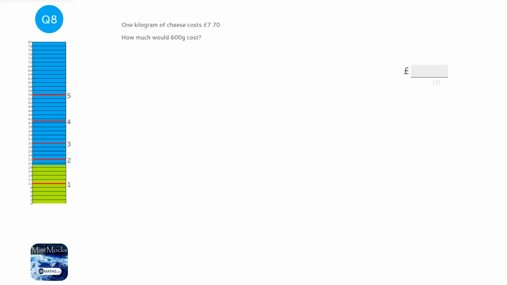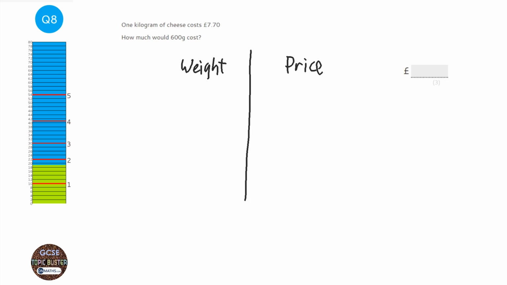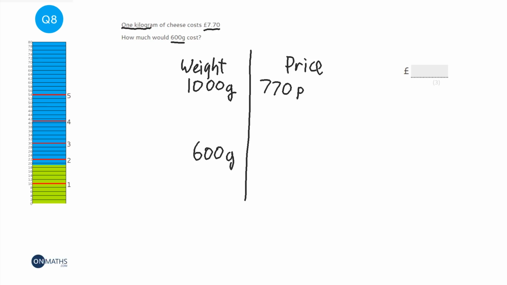So we're told 1 kilogram of cheese costs £7.70. How much would 600 grams cost? Well, first of all, I'm going to have weight, mass, and price, and I'm just going to split them down the middle. So the weight, well, 1 kilogram is not going to help us because this one's in grams. So I'm going to convert that to grams. So it's 1,000 grams. And I'm going to convert this into pence. So 770 pence. Okay, so I need to get to 600 grams.